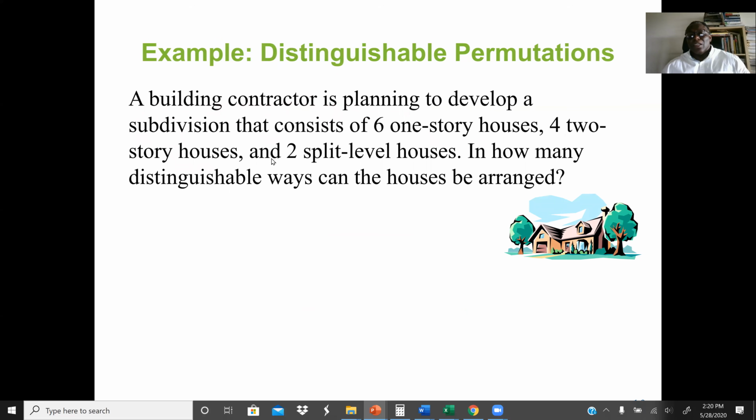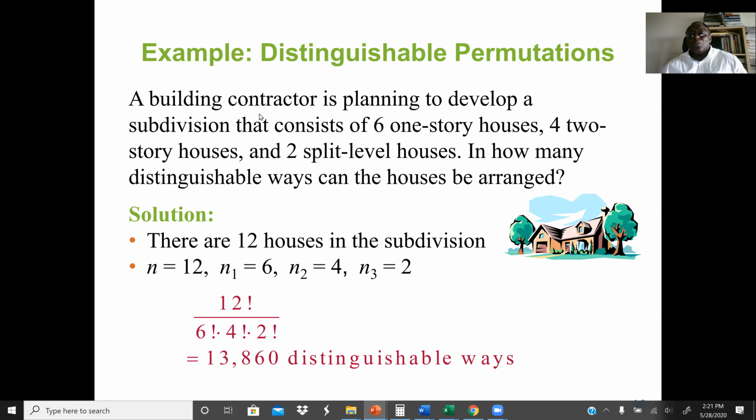So an example is given here. A building contractor is planning to develop a subdivision that consists of 6 one-story houses, 4 two-story houses, and 2 street-level houses. In how many distinguishable ways can the houses be arranged? So here we know the number of houses. There are 12 houses in the subdivision: 6 one-story houses, 4 two-story houses, so that is 10, plus 2 street-level houses. So the total number of houses is 12.